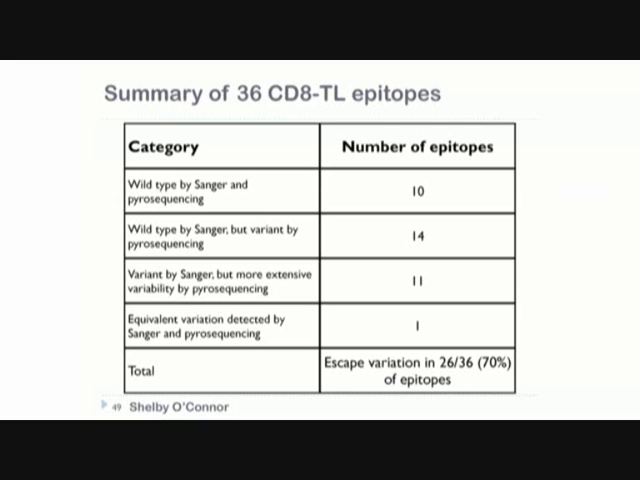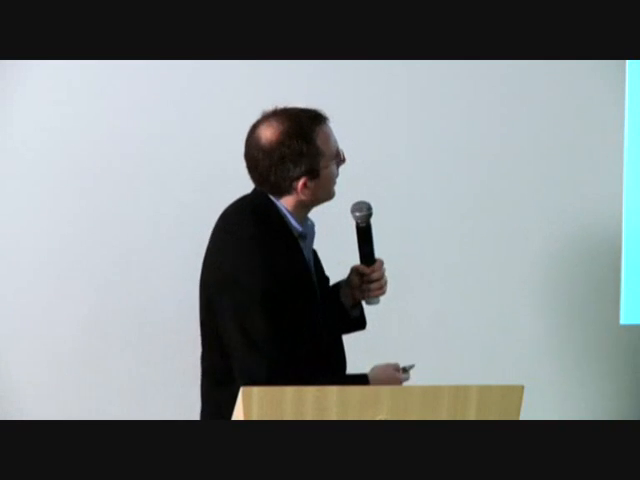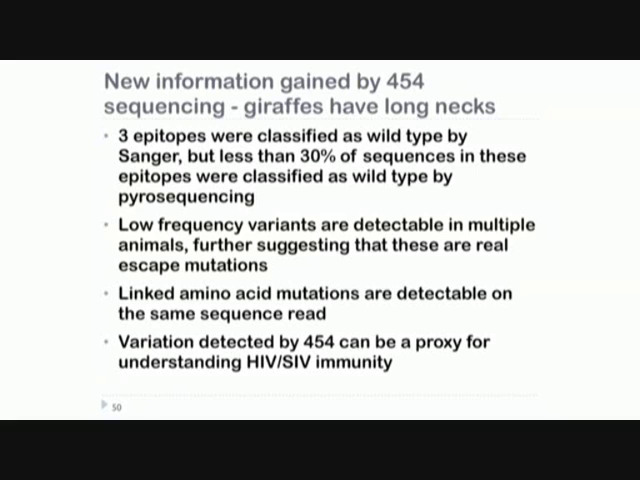And there was only one epitope where the escape mutation in the epitope was essentially fixed, and we detected the same amount of variation by both Sanger and pyrosequencing. So in sum, 70% of the epitopes that we believe to be recognized in these animals selected for escape variants by approximately 1 year post-infection. And just to summarize, these mutations were often seen in multiple animals, the same mutations, which suggests that these are real escape mutations and not spurious artifacts.